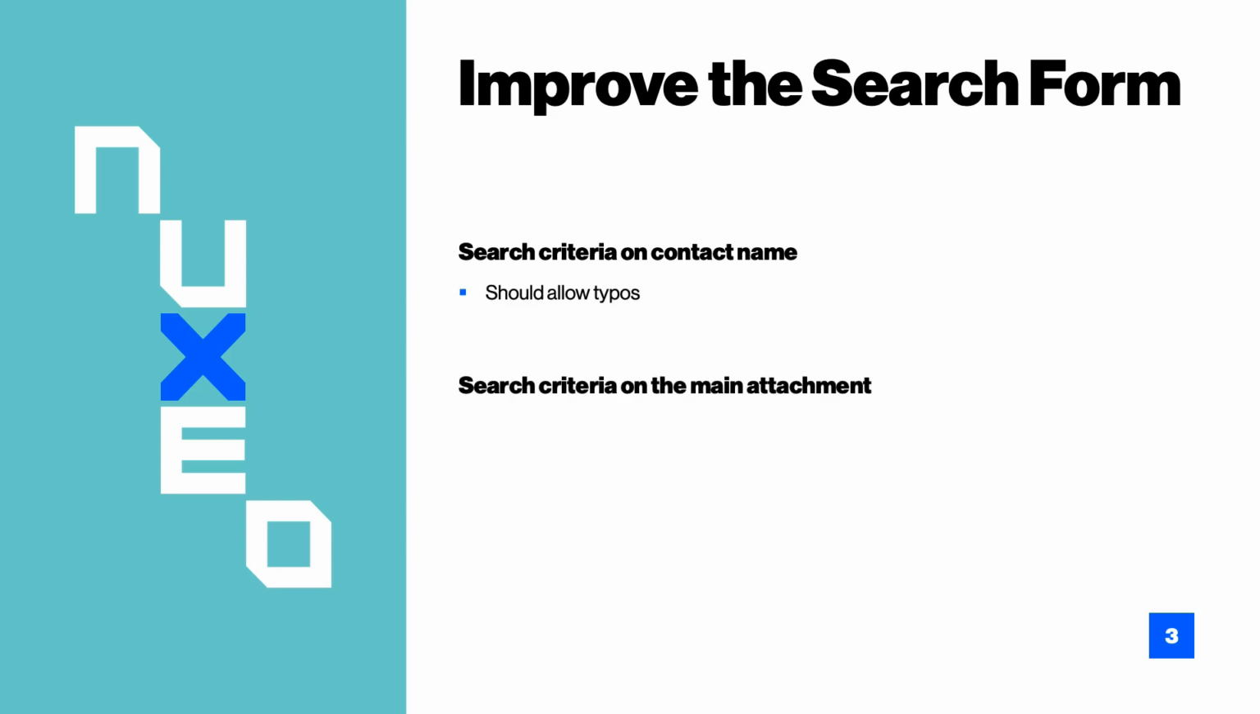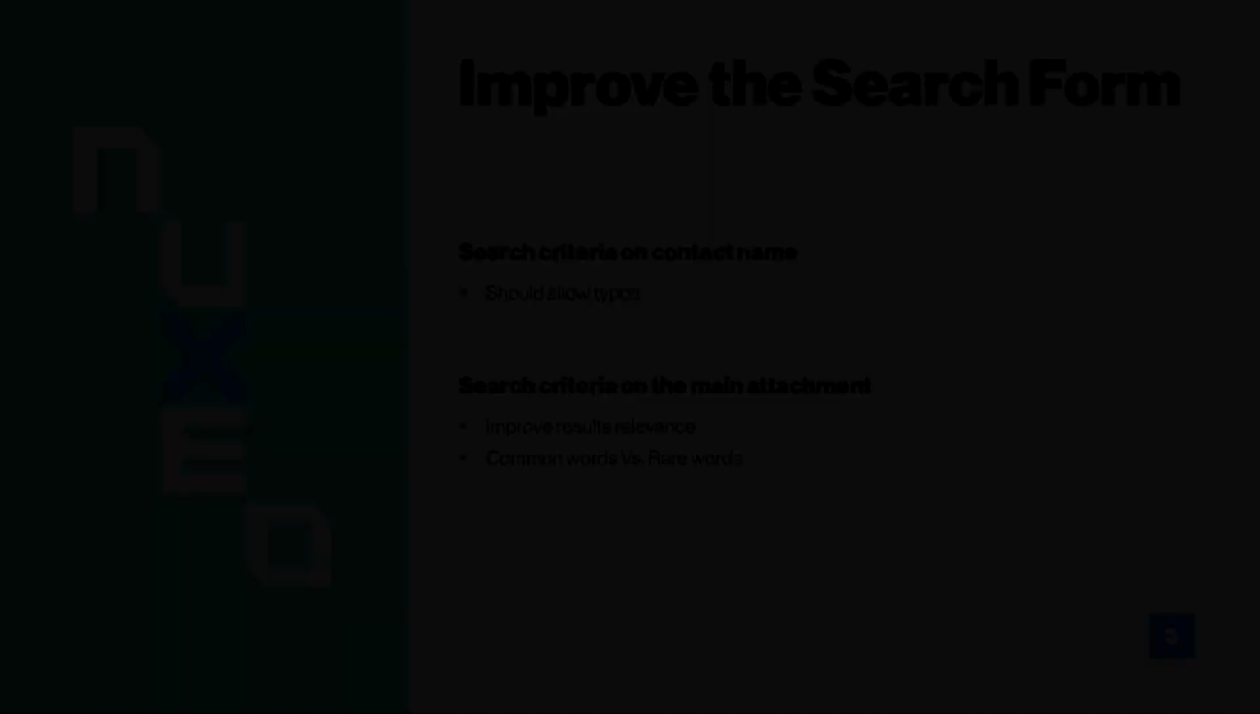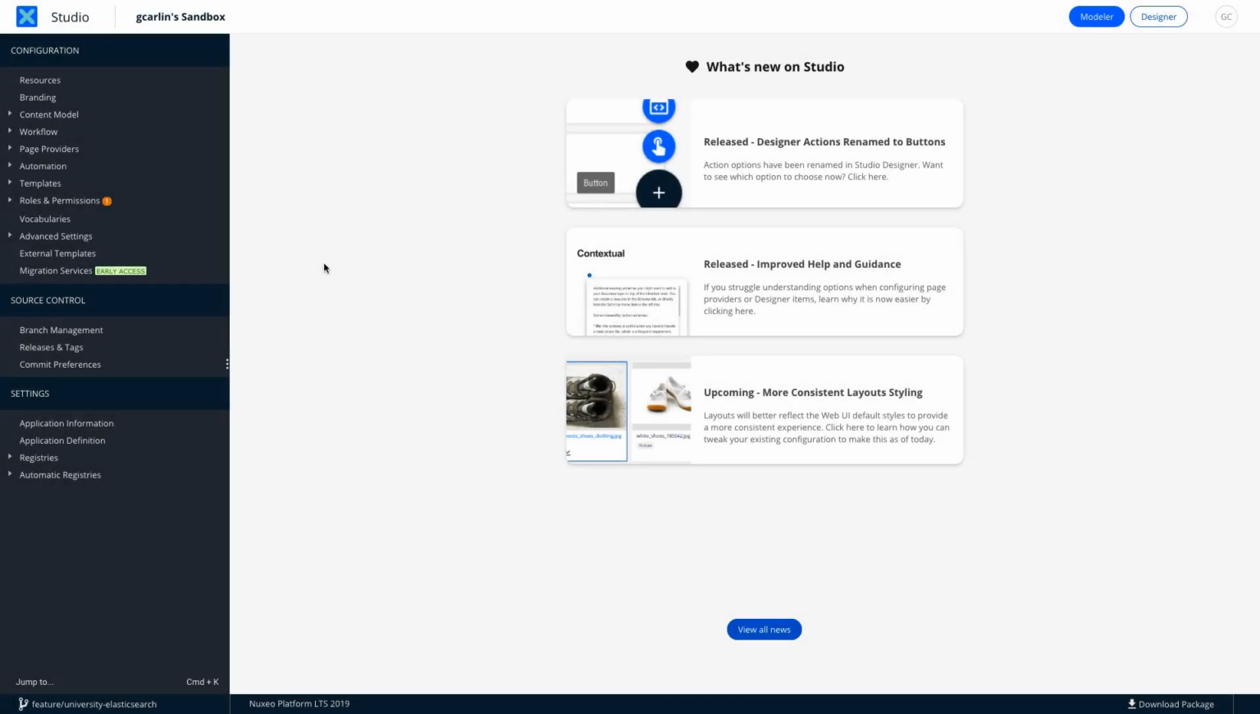As there are lots of contracts to search for, relevance should be tuned to understand that some query terms are more important than others. If I search for confidentiality clause, for instance, the term confidentiality is very important, but the term clause is so common that it should be considered less important in order to get better results first. To implement these use cases, we will use the existing contract search form we configured in a previous video.